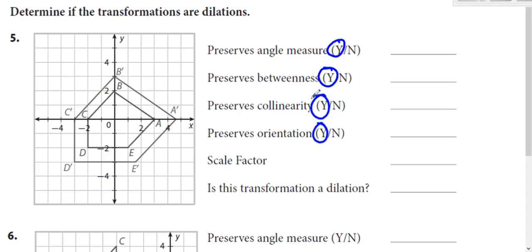For the scale factor, you put the image over the pre-image. So pick a side that's easy to calculate, like either DE, because it's flat, or CD, because it's vertical. You can count it for the length. So let's go DE. This has a length of 3.